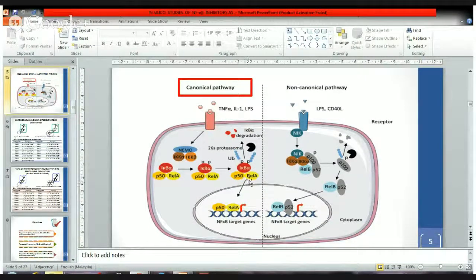Once they are in the active form, they are able to translocate into the nucleus. Once it enters the nucleus, they can cause various conditions, such as the development of cancer, inflammation, and other forms of disease.